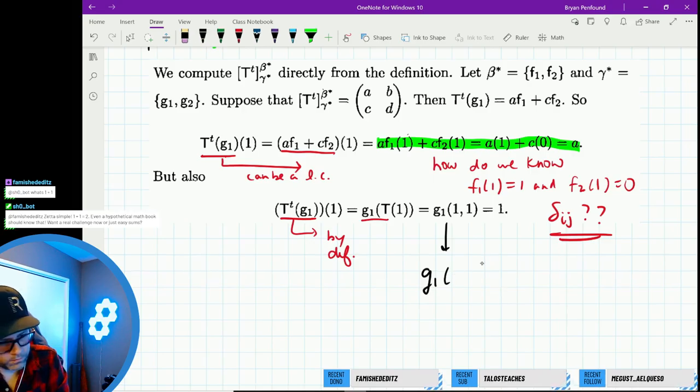Zeta simple. 1 plus 1 circle 2. Even a hypothetical What? math book should know that. Want a real challenge now or just easy sums?